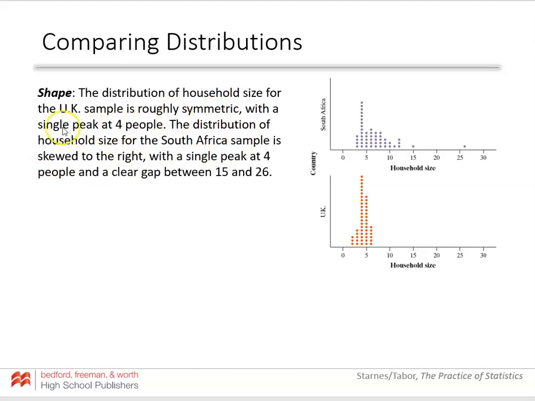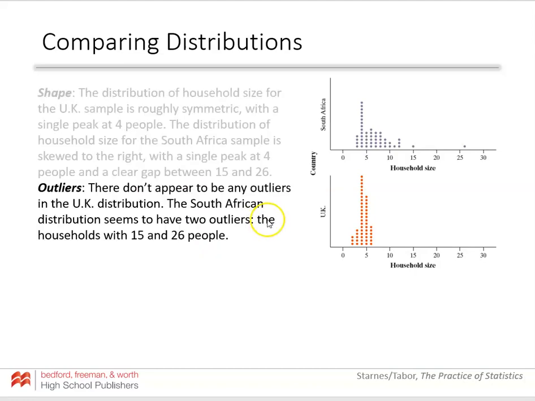If you hadn't said the things about the peaks, that would be okay. All right, so make sure you definitely mention the shape, but the extra information is also helpful. Notice how we also talked about the context. I don't even need to look at this graph or have the question in front of me to know I'm talking about household size for UK versus household size for South Africa. So we are including context in our descriptions.